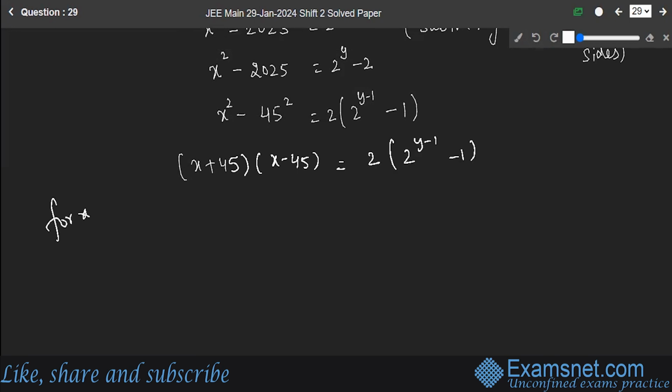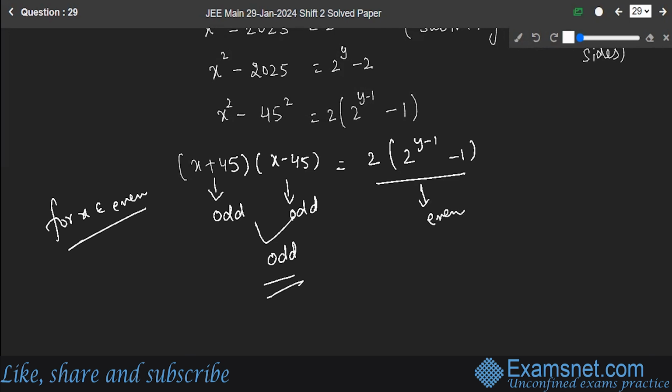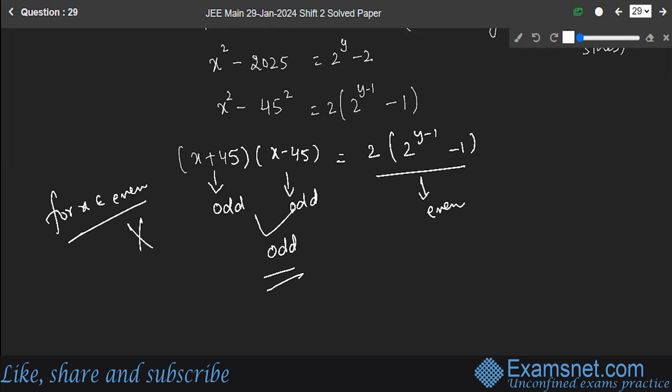So now for x, if x belongs to the even numbers, one thing they are given to be natural numbers. And if I say x is even number, so this will give me odd, and this will also give me odd. Odd multiplied by odd will give me an odd product, whereas this is even. So that means this is not possible. x cannot be an even number. So that means x is an odd number.